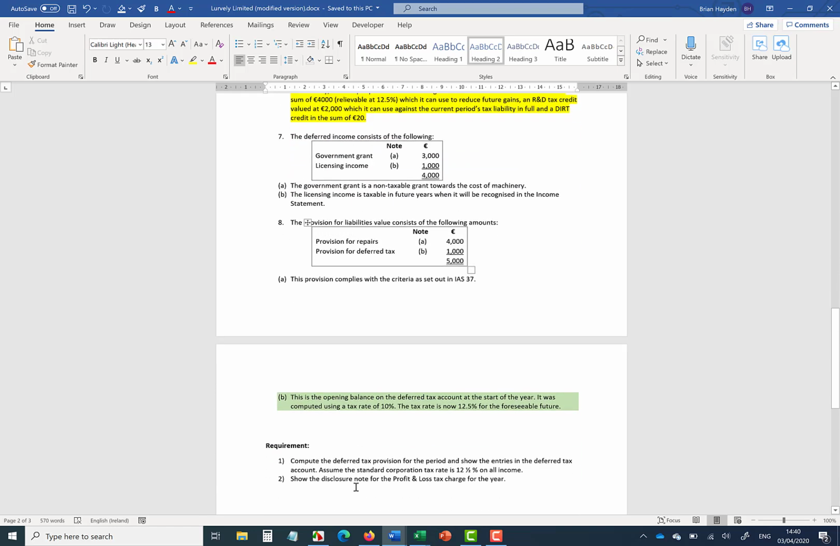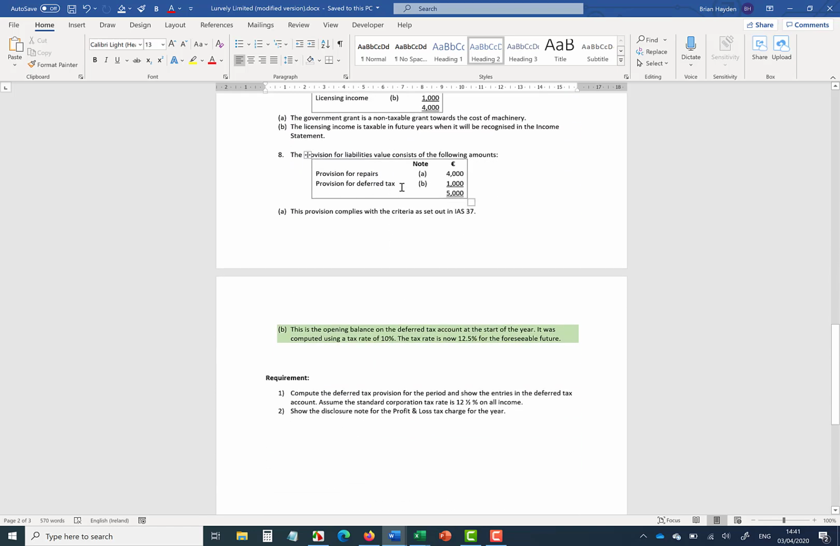Okay, so the provision for deferred tax of €1,000. This is the opening balance of the deferred tax account at the start of the year. It was computed using a tax rate of 10%. The tax rate is now 12.5% for the foreseeable future.